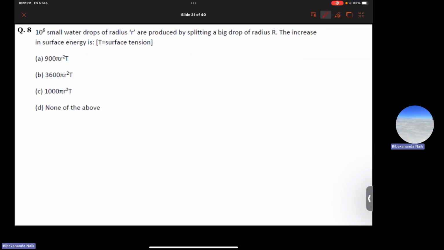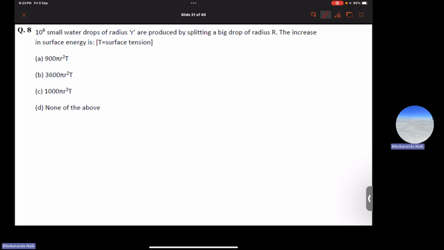Now let's go to question number 8. Question number 8 says 10 to the power 6 small water drops of radius r are produced by splitting a big drop of radius R. The increase in surface energy is, T, where T is surface tension. The options are option A 900 pi r square T, option B 3600 pi r square T, option C 1000 pi r square T, or option D none of the above.